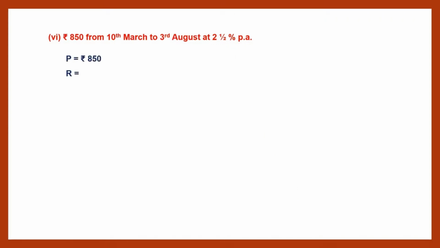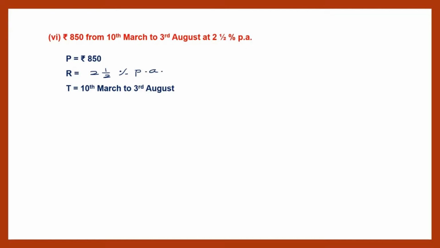So we've been given principal 850 rupees. Rate of interest is 2.5, or 2 1/2%, per annum. This is very important, that you see whether it is per annum or not. Per annum means per year. And then time is given to us as 10th March to 3rd August. So once again, we have to find the number of days between 10th March and 3rd August.